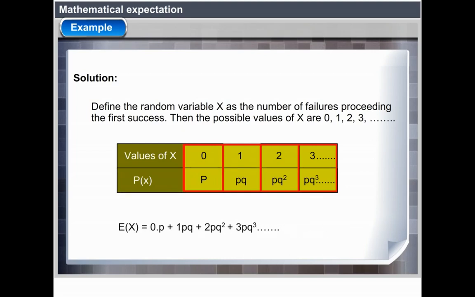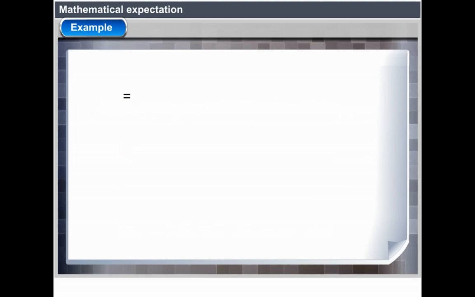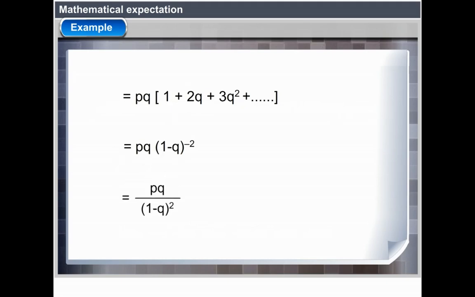Then expectation of X equals 0 into p plus 1 into pq plus 2 into pq square plus 3 into pq cube plus etc. Taking pq as common, we write inside the bracket 1 plus 2q plus 3q square plus etc. Then equals pq into (1 minus q) whole power minus 2. Then again equals pq divided by (1 minus q) the whole square, equals p into (1 minus p) divided by p square. Again equals (1 minus p) divided by p.